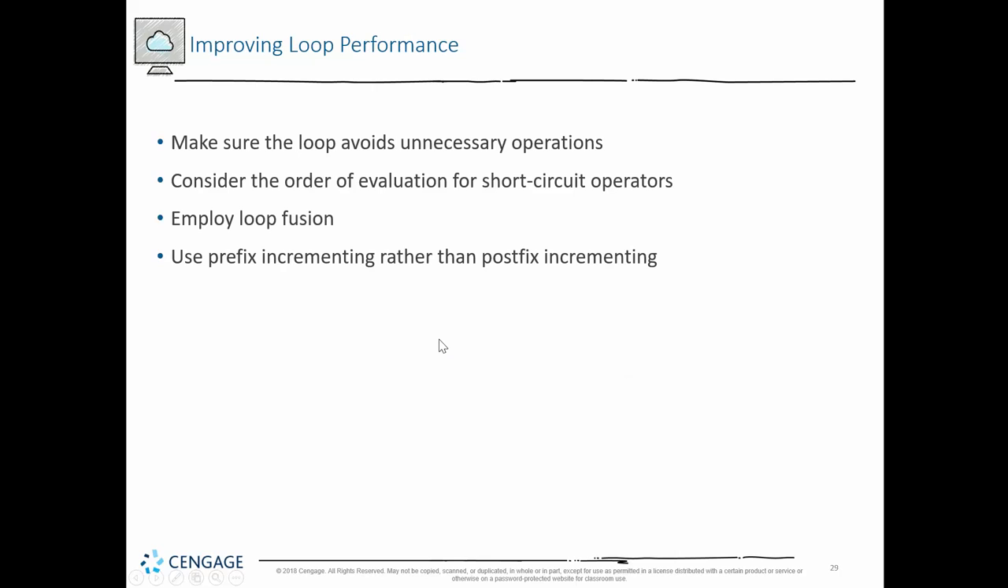But. All right, improving loop performance. Make sure that the loop doesn't do any more work than it has to do. Consider the order of evaluation for short circuit operators. Remember, when you're using not, and, or. All right? It doesn't even have to be that.